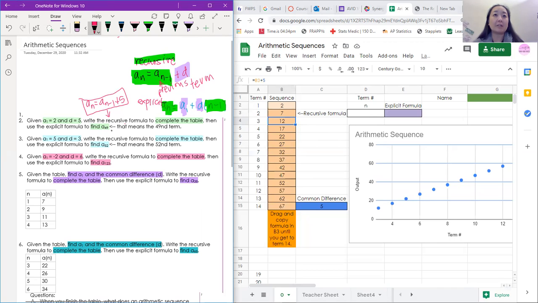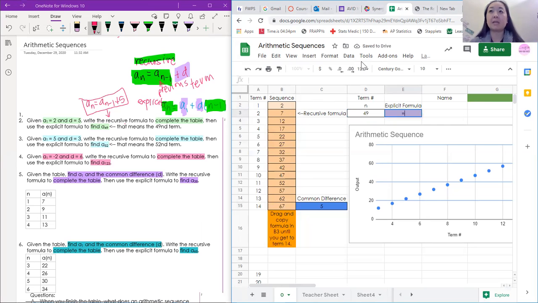And so now we completed the table and then use the explicit formula to find a sub 49. So that means the 49th term. So we're saying that this is going to be 49. Okay, we want to figure out what that formula is going to be. So again, if we're putting in a formula, we need to say equals. So that indicates to Google Sheets that, hey, the program, right? Hey, we're going to be doing a formula now.